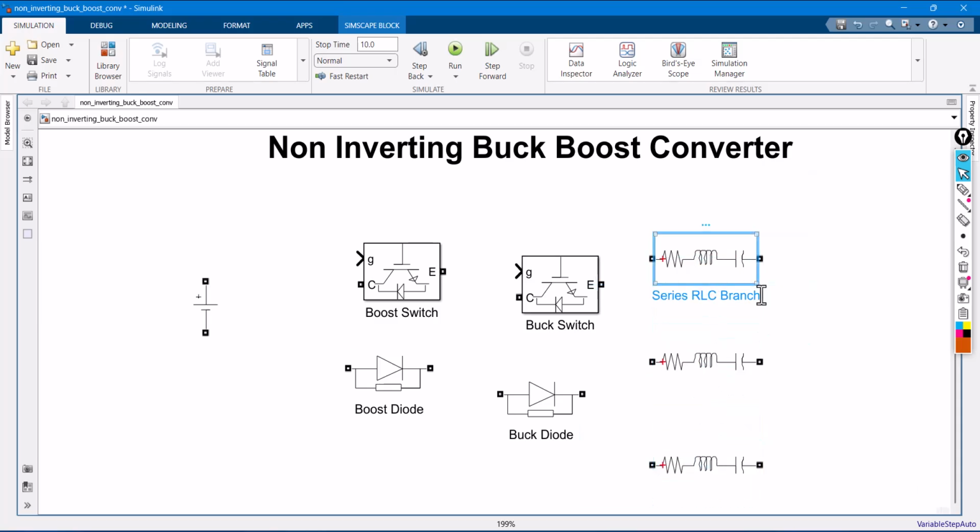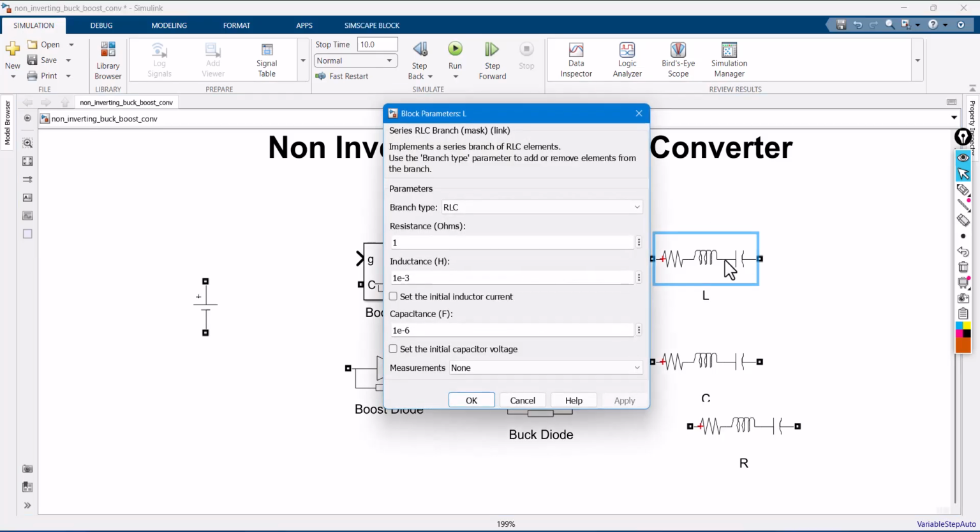So this will act as an inductor. This one is capacitor. And this one is load resistor. So this is actually the resistor, inductor and capacitor all connected in series.